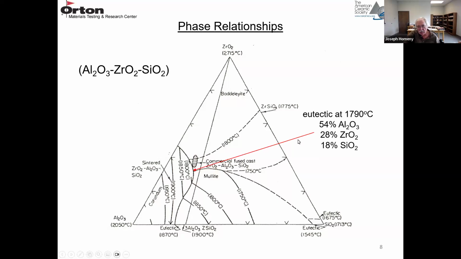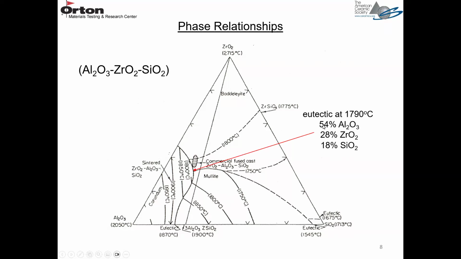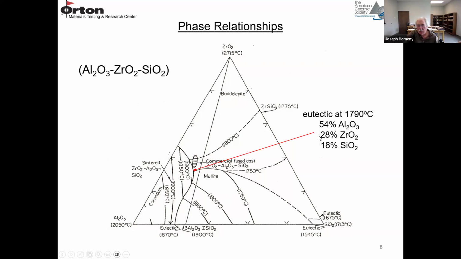The arrow indicates a eutectic at 1790 degrees C. That eutectic is 54% alumina, 28% ZrO2, and 18% SiO2. So this small area right here that's crosshatched in this circle here, oval shape, is where the fused cast refractories are made.